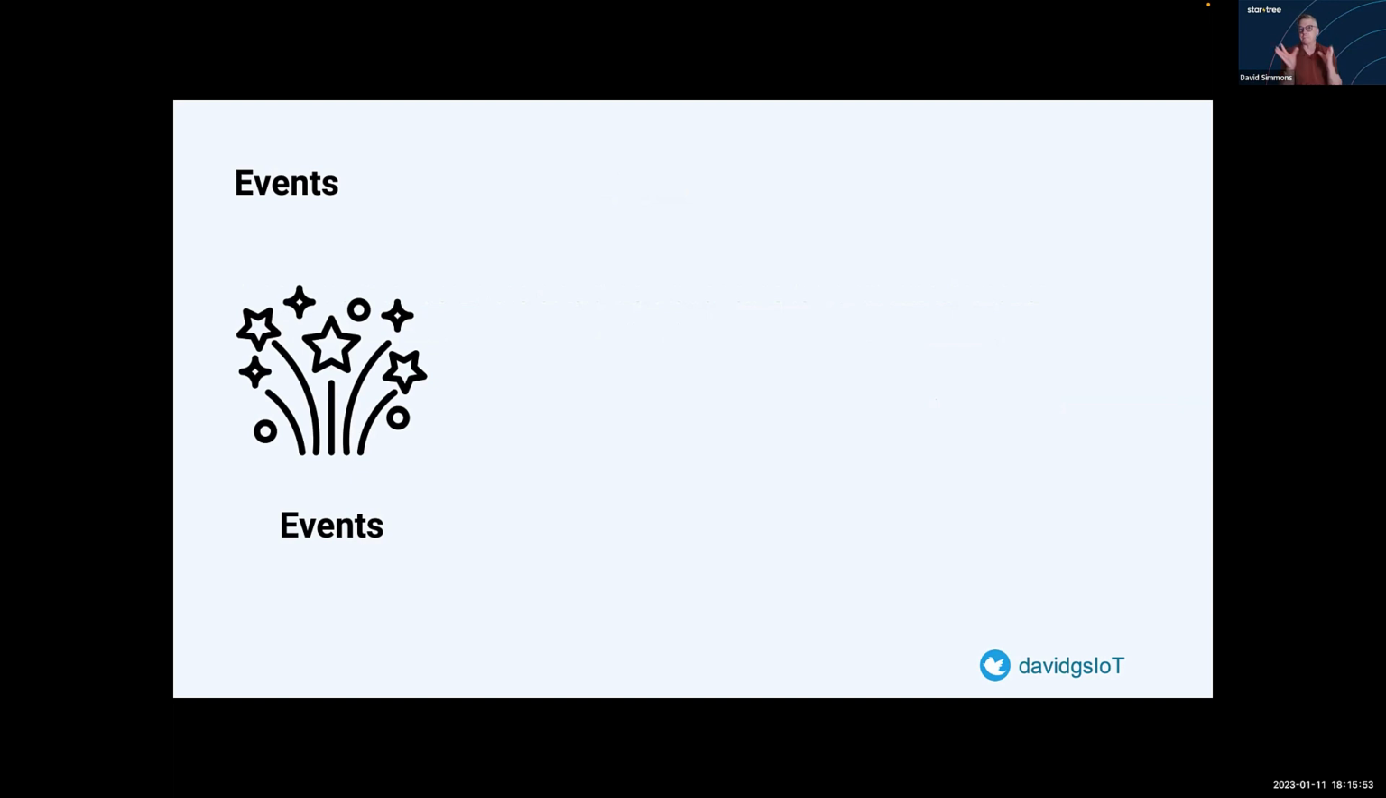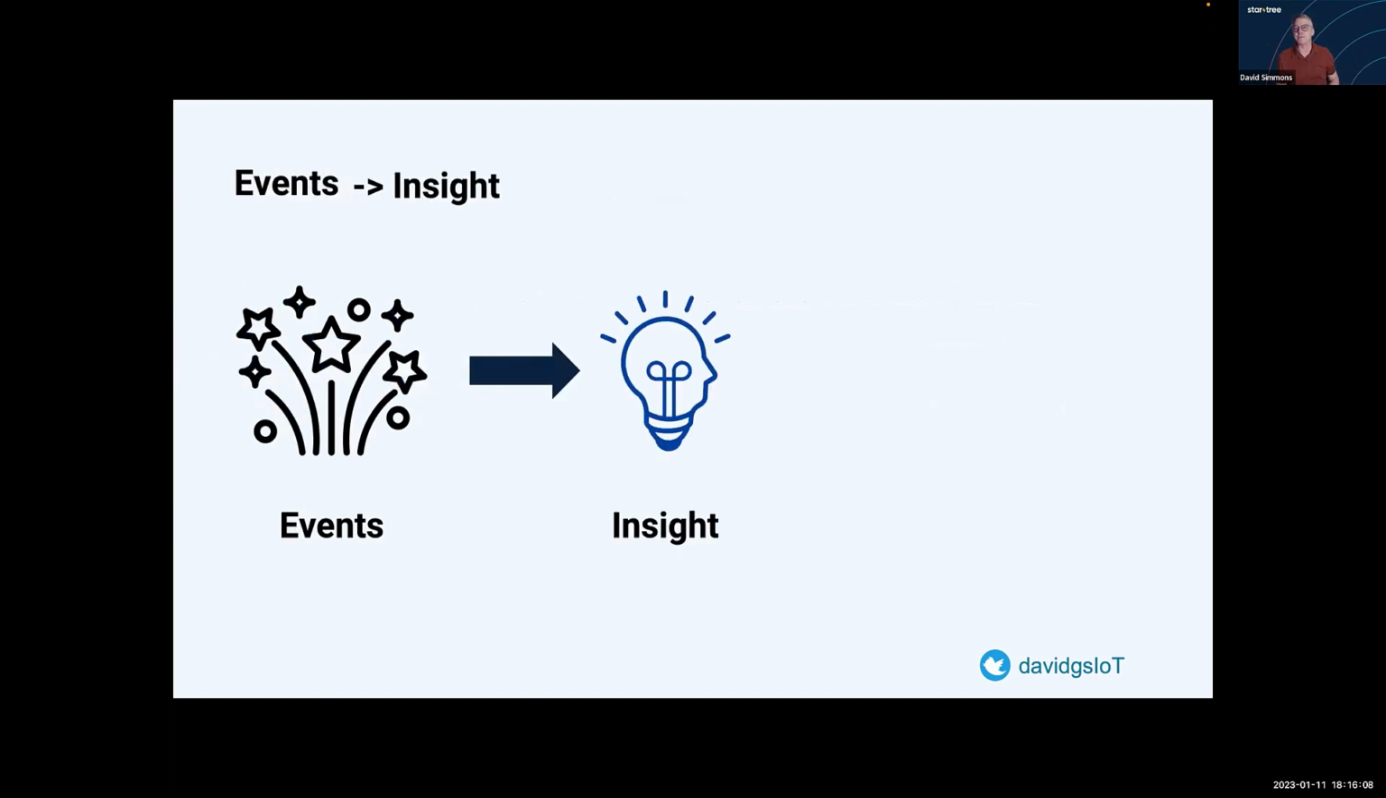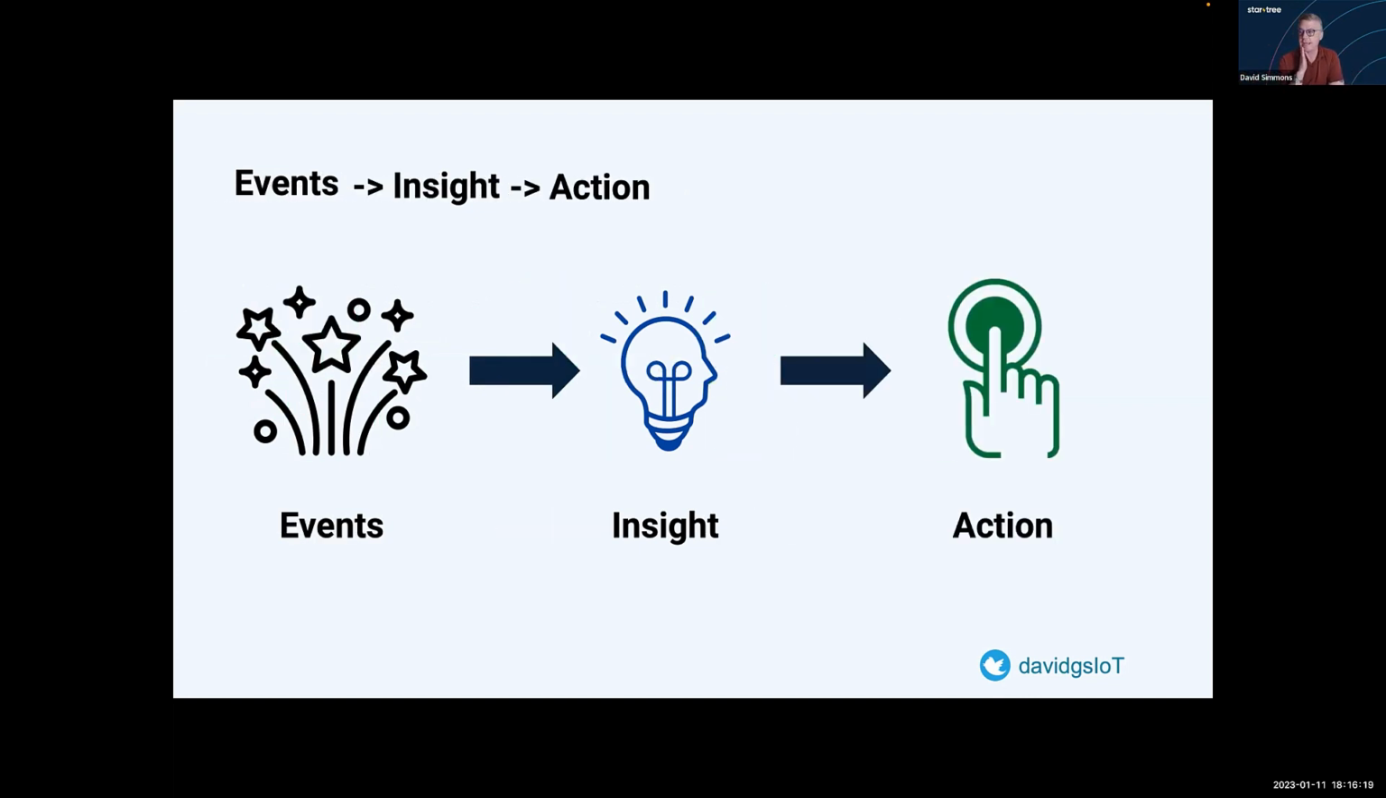So basically, it's events. And almost anything can be an event, right? A sensor reading is an event. Somebody places an order, that's an event. Somebody pays for their order, that's an event, right? And from those events, we're looking to get insight about what's going on right now based on all the different events that are coming in. And from that, we can take action.